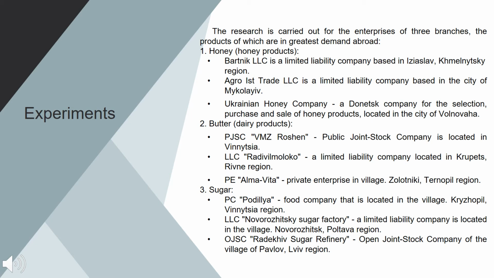Second, butter and dairy products. PJSC VMZ Roshen, a public joint stock company, is located in Vinnytsia. LLC Radyliv Moloko, a limited liability company, is located in Krupets, Rivne region. PE Almavita, a private enterprise, is in the village Zolotniki, Ternopil region.